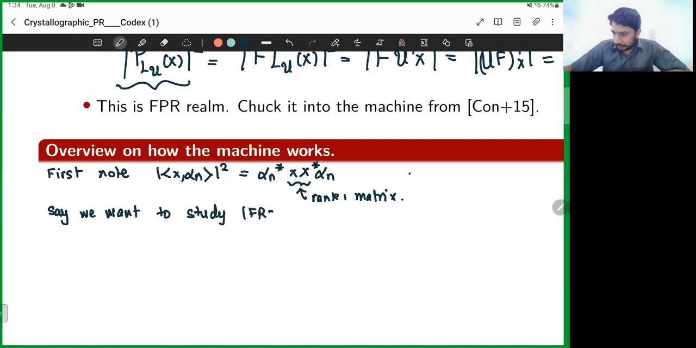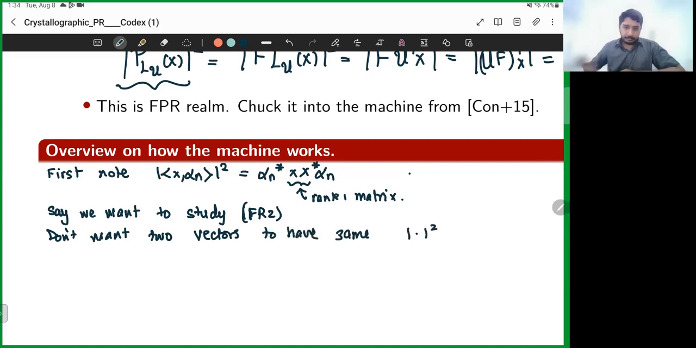So say we want to study FR2, without loss of generality. Like I said, if the overlap is all of it, then we're studying FR1. So without loss of generality, let's just study FR2. So we don't want two vectors to have the same absolute value squared. So suppose they do.